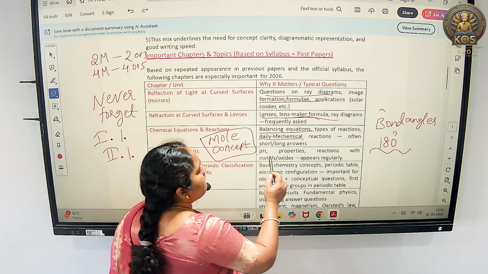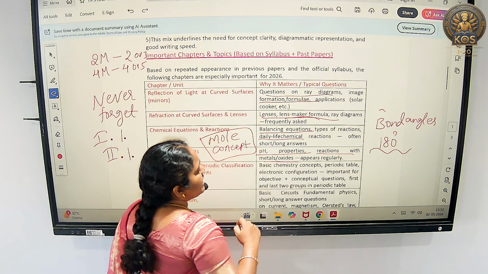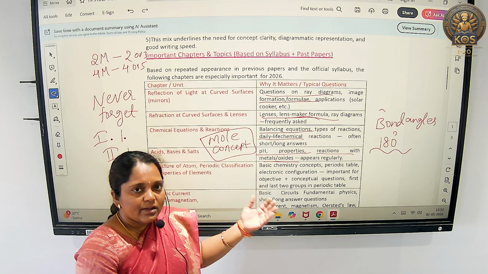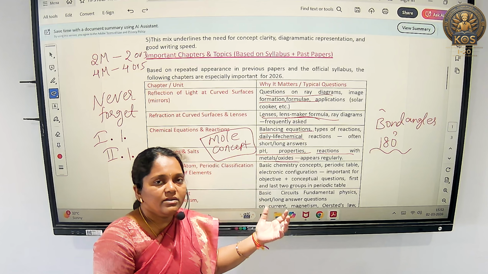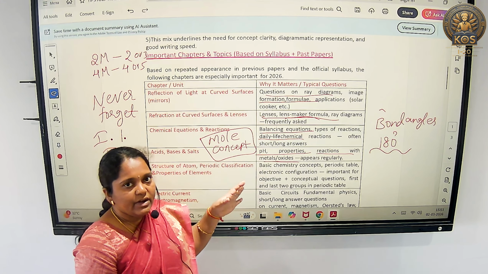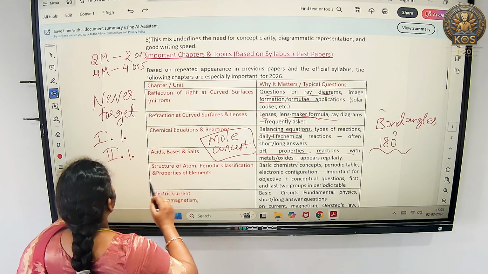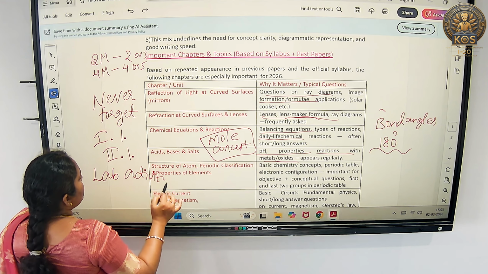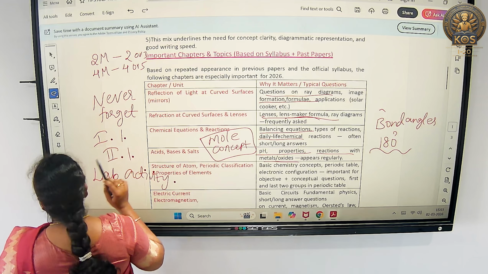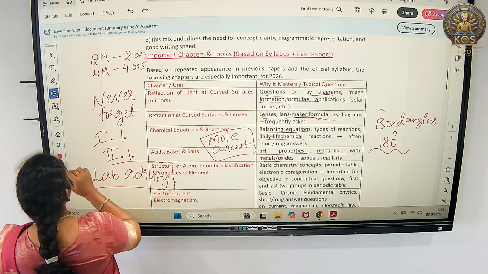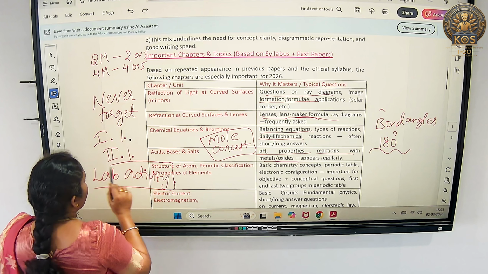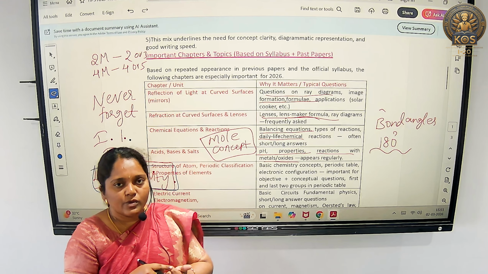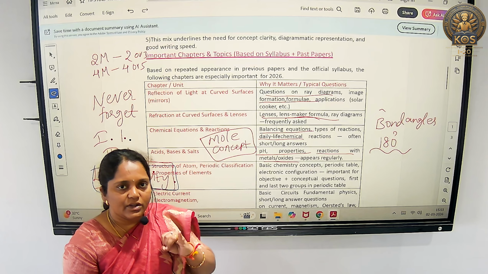Next, coming to pH, properties, reactions with metals or metal oxides. As we know, there are a lot of activities in lesson 3, like metals with acids, metals with carbonates and bicarbonates. So if they ask an activity, drawing is mandatory, and write the activities in the lab activity format itself. Why? Because it carries 6 marks. So every lab activity answer should be written in the lab activity format only: aim, materials, drawing, procedure, then precautions, observation and result.